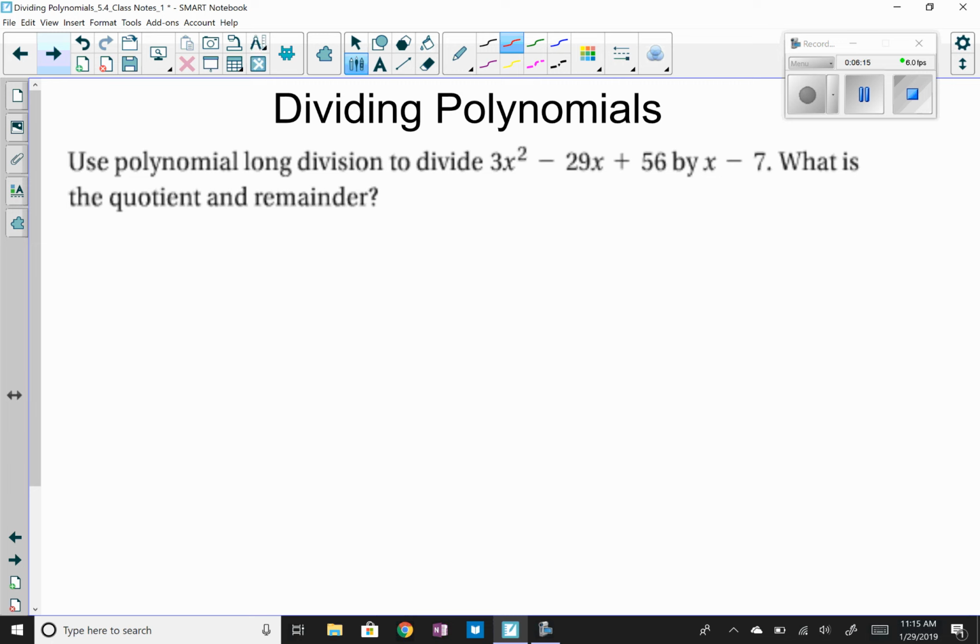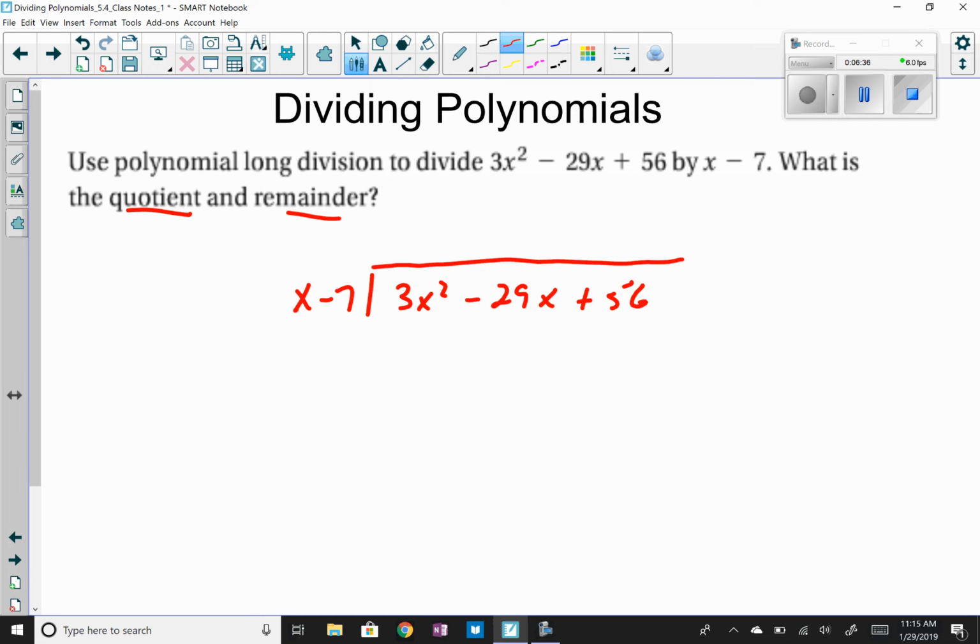Okay, here they want us to use polynomial long division to divide 3x squared minus 29x plus 56 by x minus 7. Again, they want the quotient and the remainder. So we set it up. x minus 7 into 3x squared minus 29x plus 56.